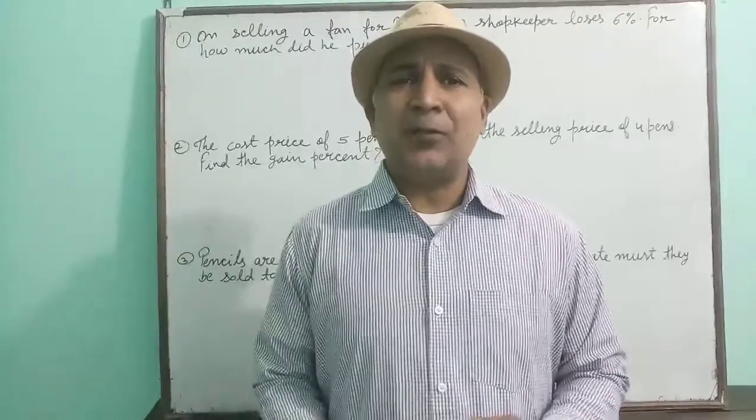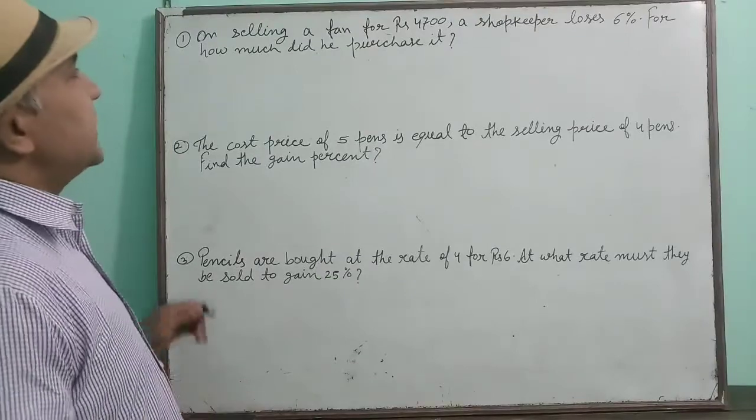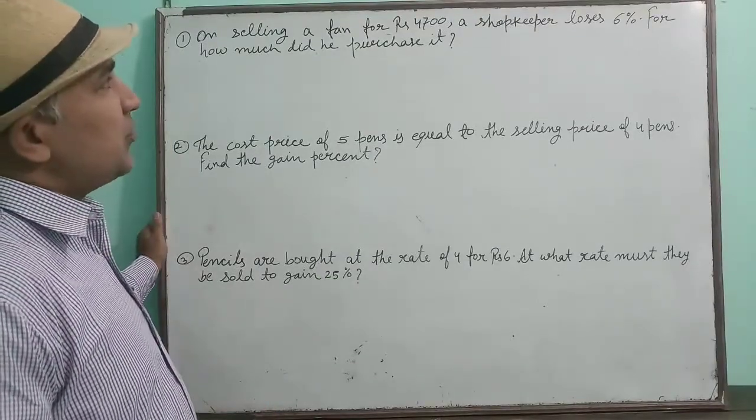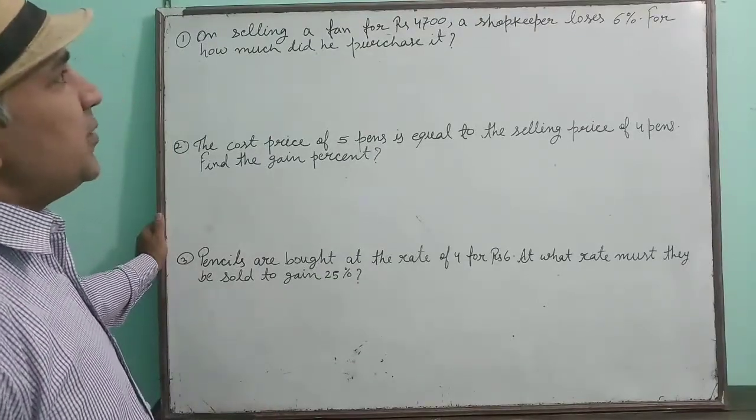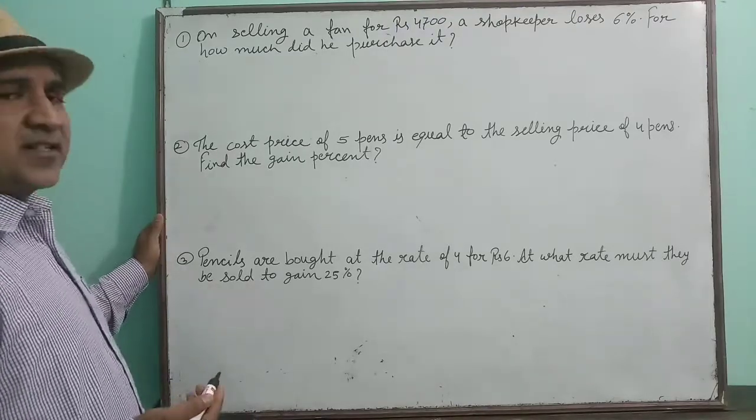We are studying the profit and loss chapter. The first question is: on selling a fan for rupees 4700, a shopkeeper loses 6%. For how much did he purchase it?